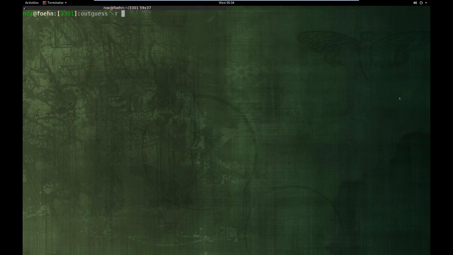Regardless, running OutGuess with the R flag retrieves the changes they've made and spits it out as text. So let's try that on our first image.